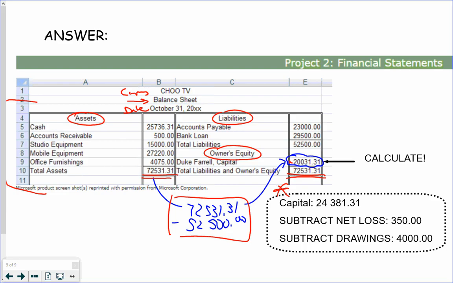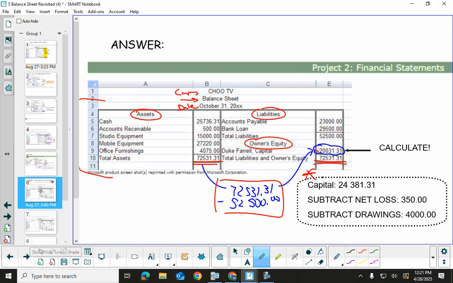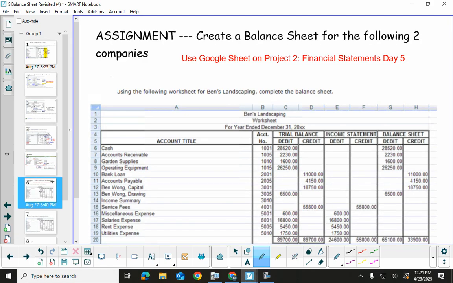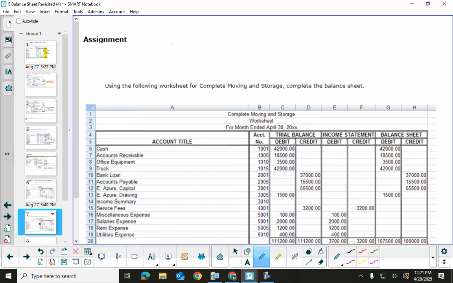Okay, so this is under day 5. So day 5 is this assignment. Now, I'm not going to send you to the lab right now. We're actually going to do day 6 together as well right now, and then I'm going to give you tomorrow to work on all this. Okay, so let me just hit pause. So this is the one you're going to do. So you're going to do Ben's Landscaping, and again, using the balance sheet. And then you're also going to do Complete Moving and Storage. Okay, so let me just hit pause on the video.